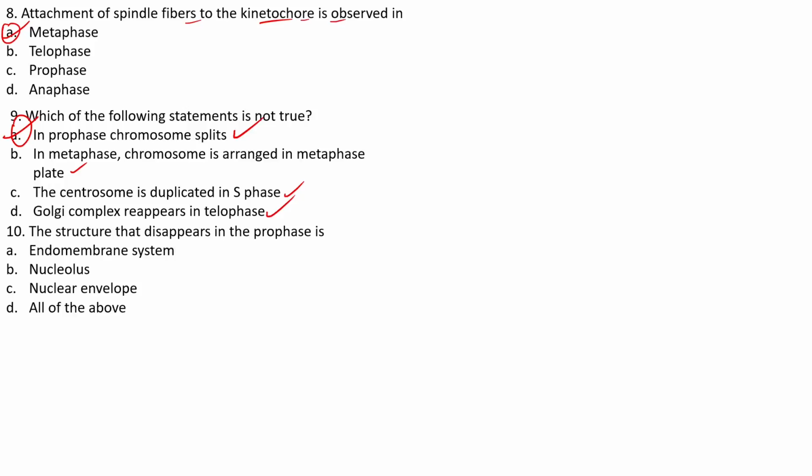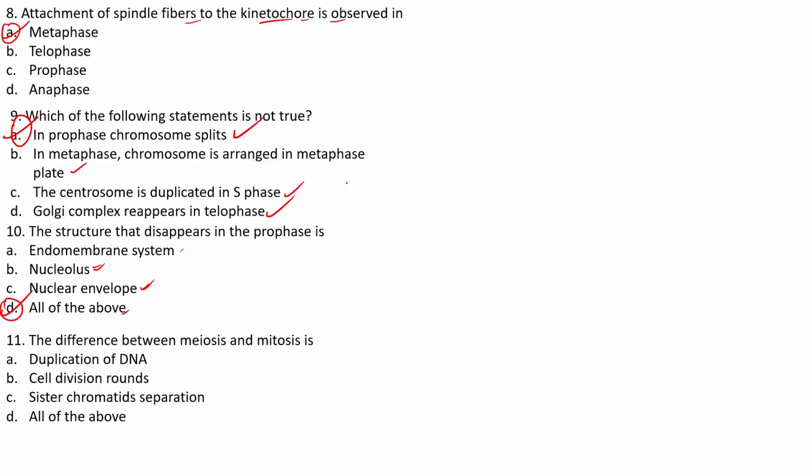The next one: the structure that disappears in the prophase is the endomembrane system, nucleolus, nuclear envelope, or all of the above. We know that the endomembrane system mainly comprises the endoplasmic reticulum, the Golgi apparatus, the lysosomes, and also the vacuoles, all of which are part of the endomembrane system. So the endomembrane system along with the nucleolus and the nuclear envelope, all three structures disappear. So D is the right answer, all of the above.